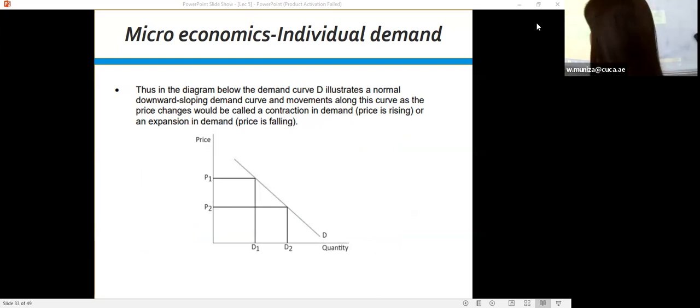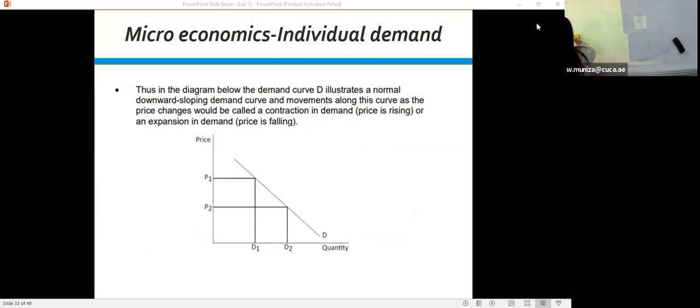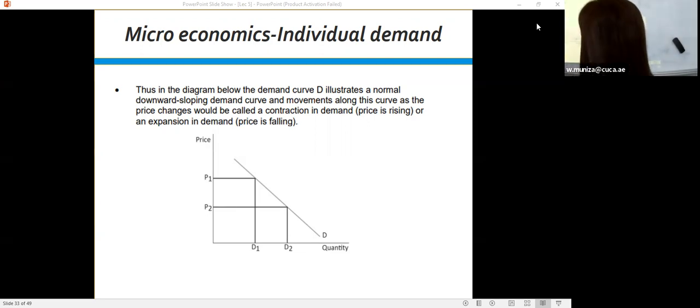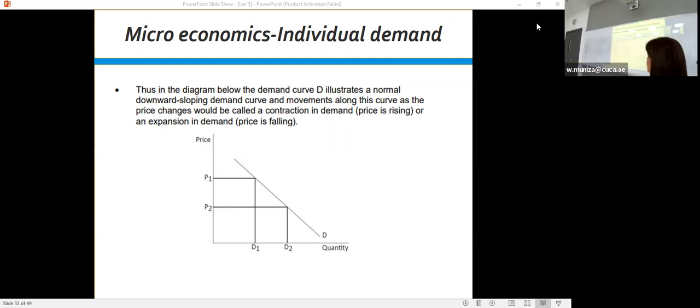Thus, in the diagram below, the demand curve D illustrates a normal downward sloping demand curve. You can see this one is a downward sloping demand curve, and the movements along this curve as the price changes would be called a contraction in demand, where price is rising and demand is falling, or an expansion in demand, where price is falling. So my dear students, what is this, students? This is an expansion in demand. And from here upwards, this is contraction in demand.